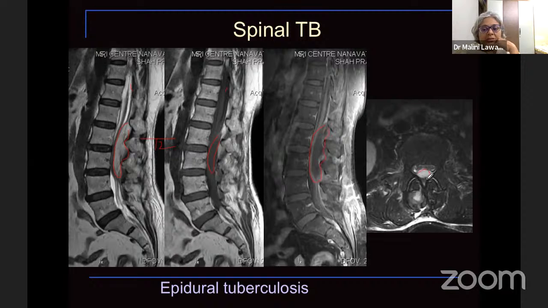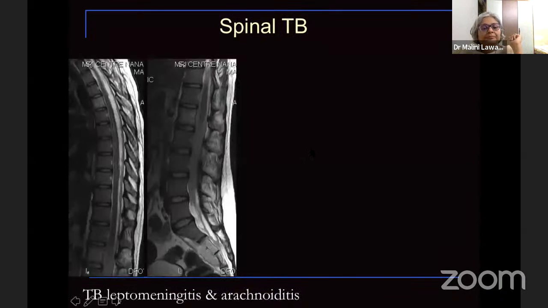And here you can see this is the abscess, which is compressing the thecal sac. So if it was enhancing solid, it would be a round cell tumor or lymphoma. Sometimes patient comes with paraparesis, inability to walk, but there's nothing compressive. So now when I look at it carefully, I can see this cauda equina area, nerve root area, this thecal sac is looking very dirty.